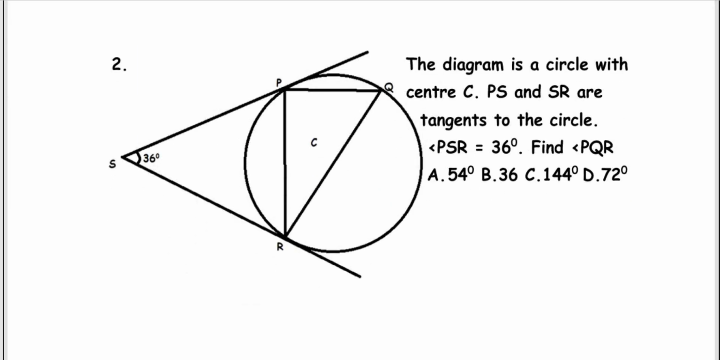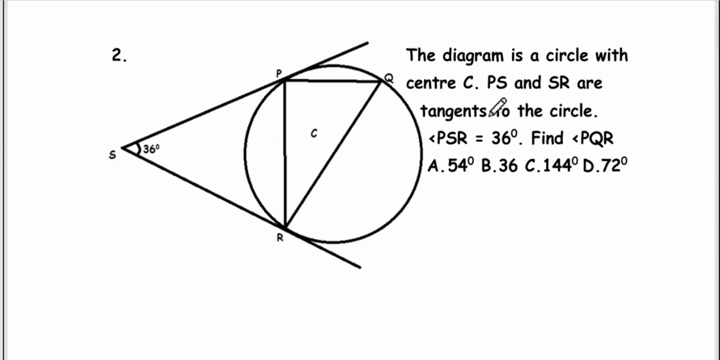Now for question number 2, the diagram is a circle with center C. PS and SR are tangents to the circle. A tangent is a straight line that touches the circumference of a circle. Angle PSR is 36. PSR, that's this angle. This angle is 36. Find angle PQR, that's this angle. We are looking for this angle.